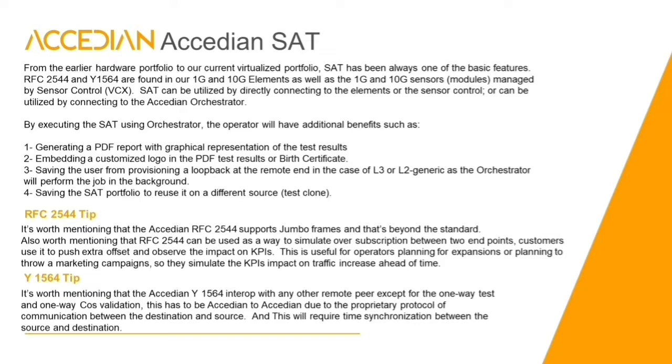And again, speaking about the tips and the flavors of Accedian, when it comes to Y.1564, it's worth mentioning that the Accedian Y.1564 interoperates with all other vendors, no problem, except when it comes to the one-way Accedian measurement. One-way cost validation and one-way KPI validation has to be Accedian to Accedian. It's also a very powerful feature for Accedian. So if there is a requirement to measure the KPIs in one-way direction, or the cost mismatches, it's only Accedian to Accedian that can achieve that. So it's also a very good, powerful feature for Accedian SAT.